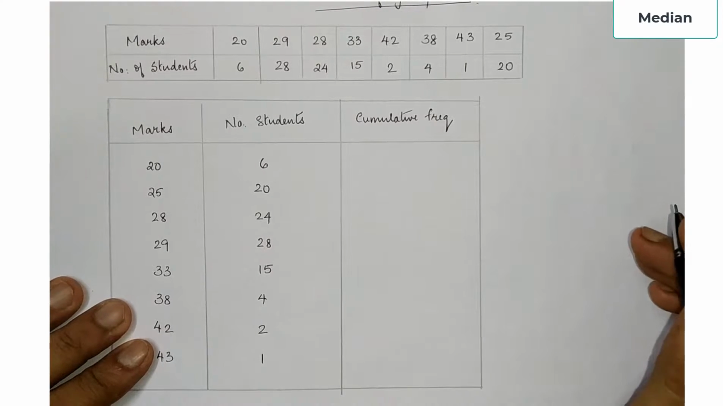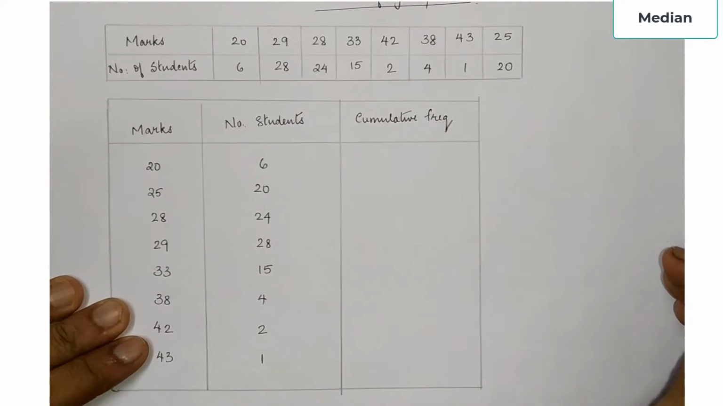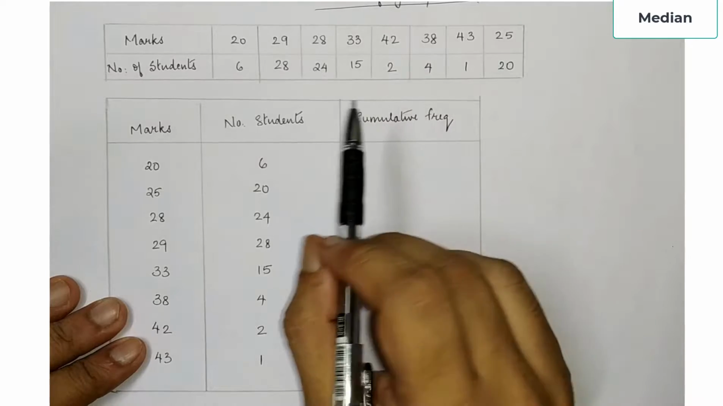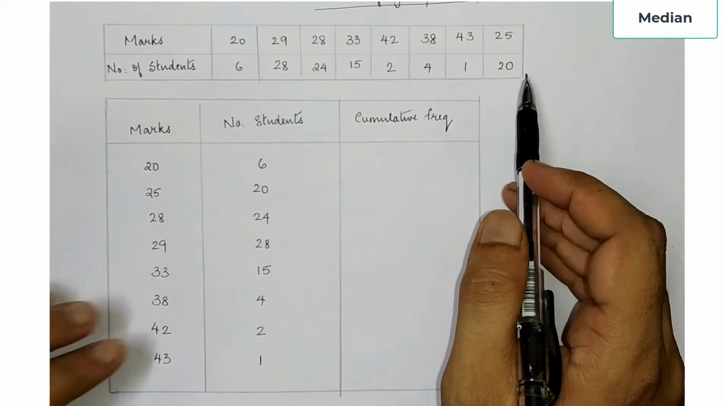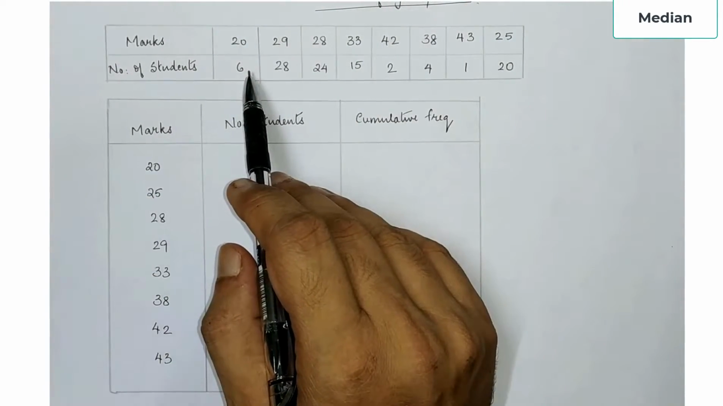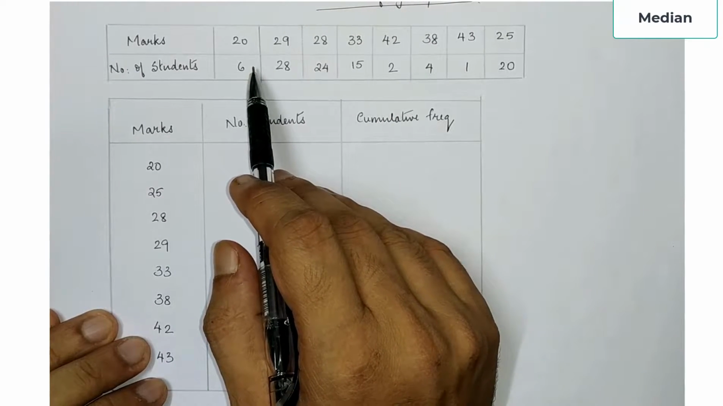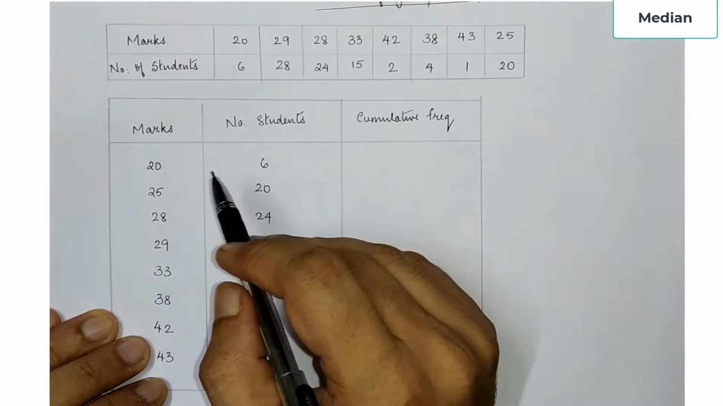Hello students. Today in this video we are going to find the median of ungrouped data. Look at this data set. We have marks and the number of students who attained those marks. Our first step is to sort them in ascending order.